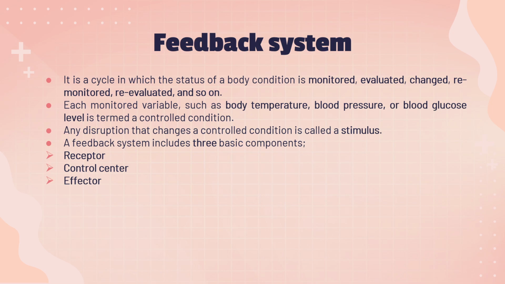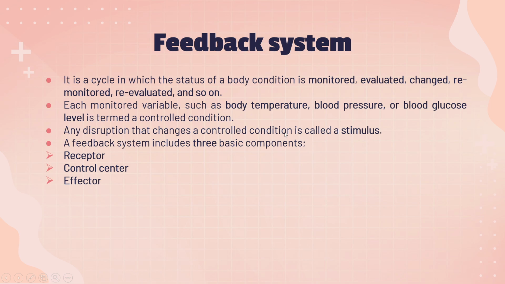Okay, now there are three basic components of the feedback system. First is the receptor, second control center, and the effector. Okay, now we will see these components one by one.